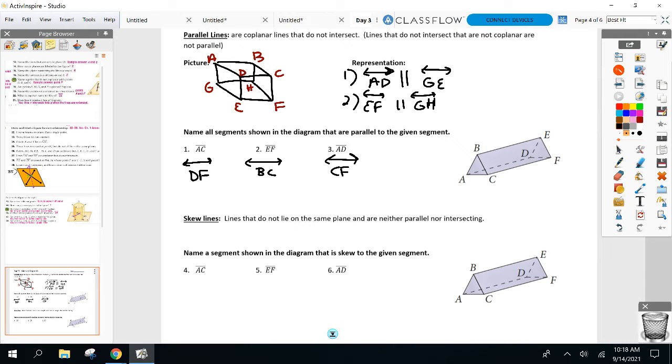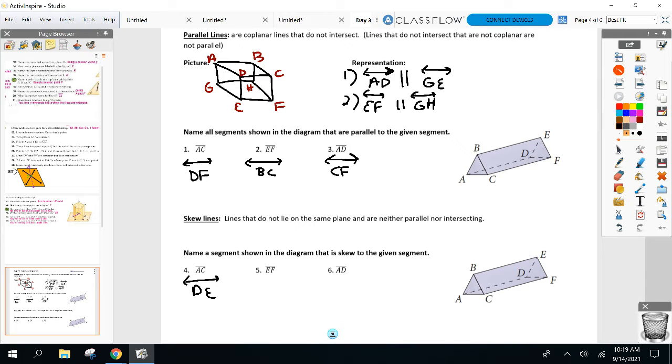Anybody think they have it? Callum, go ahead. DE. DE is a good one, yep. And by the way, if you didn't have DE, that's fine. There's multiple lines that are skew to AC. Some, obviously not AB, BC, or DF.